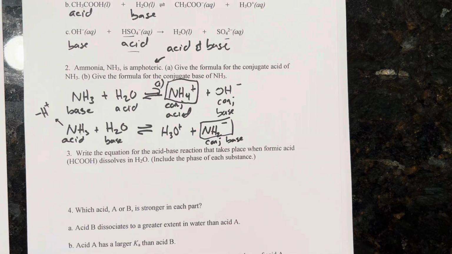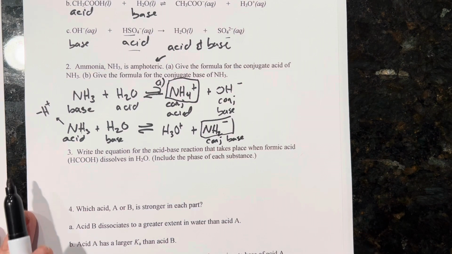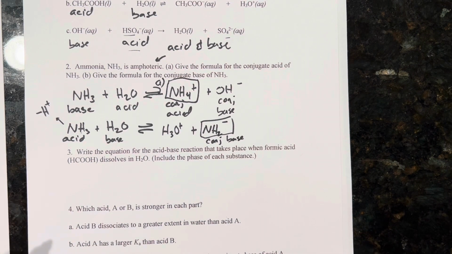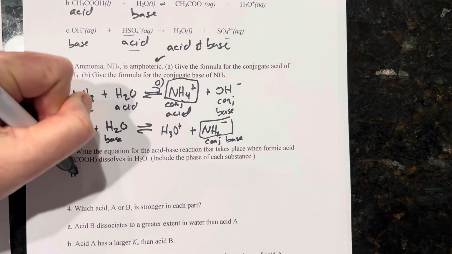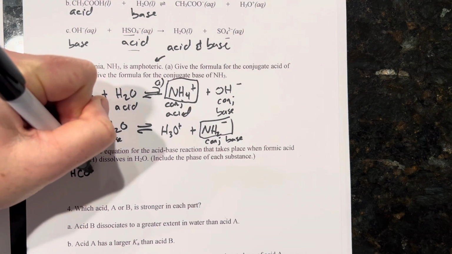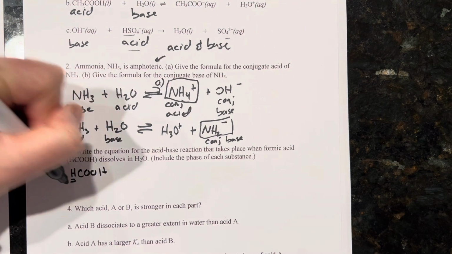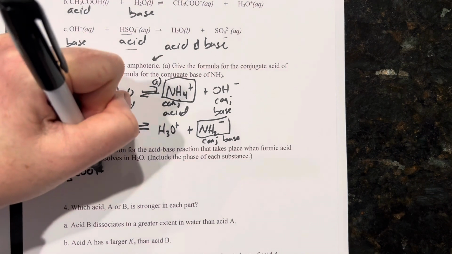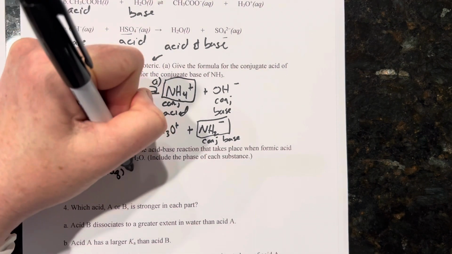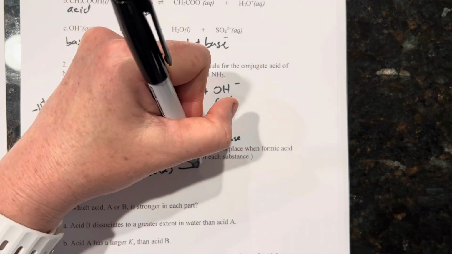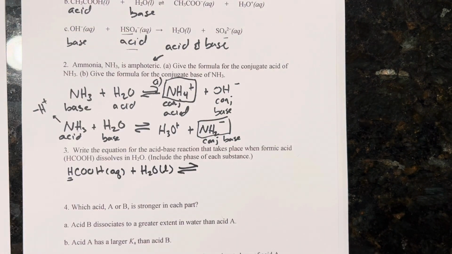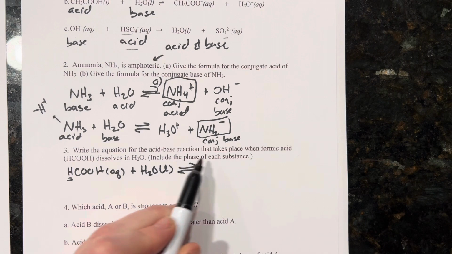Keep going. Write the expression for the acid-base reaction that takes place when formic acid dissolves in water. Include the phases. Remember when we were talking about acids and bases, everything's aqueous with the exception of water. So HCOOH, we're gonna lose this front H right here. It starts as aqueous. In liquid water, let's talk what it becomes. So it's an acid. It already told you it was an acid.